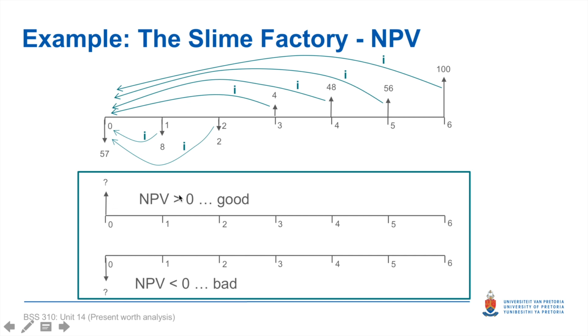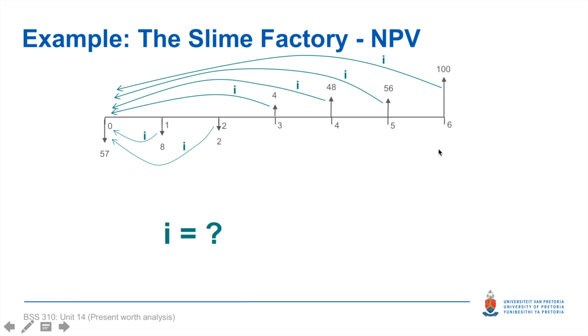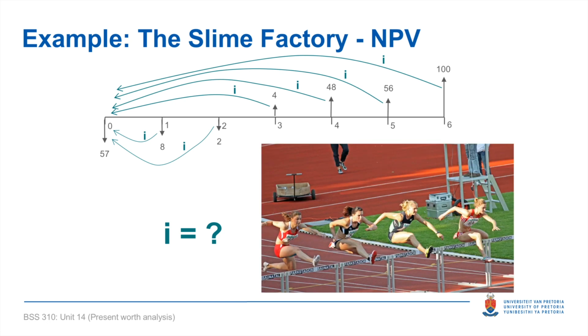If the net present value is larger than 0, that's good. If the net present value is smaller than 0, that's bad. But how do we determine which I to use? Remember our analogy of the ladies jumping over the hurdles? Let's imagine for a moment that this I, the hurdle height, is just the inflation rate in South Africa. So I just want to make sure that this project's cash flow will increase the purchasing power of my money over time if I consider inflation.